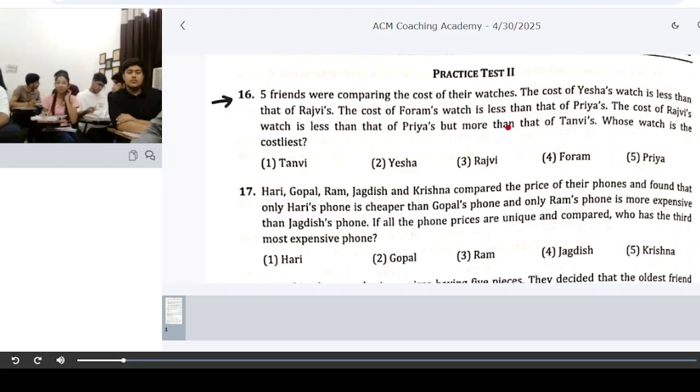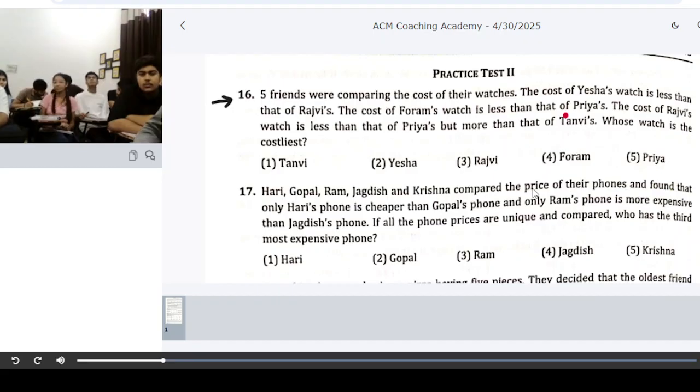5 friends were comparing the cost of their watches. The cost of Yesha's watch is less than that of Rajvi's. The cost of Forum's watch is less than that of Priya. And the cost of Rajvi's watch is less than that of Priya's, but more than that of Tanvi's. Whose watch is the costliest? So how can we do that?